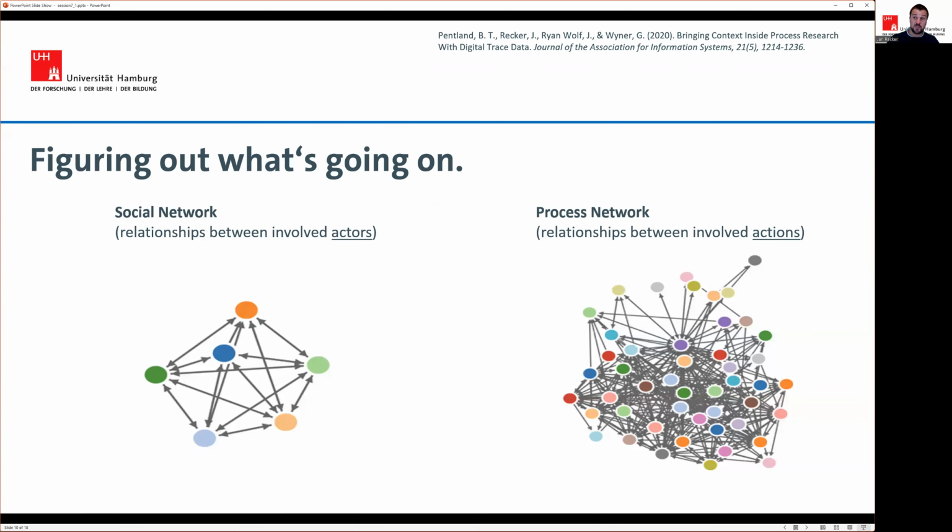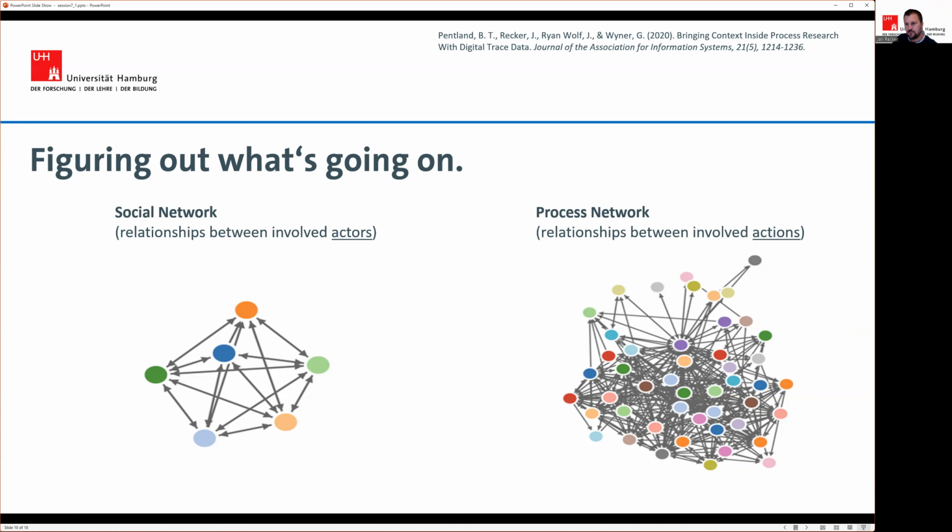Yeah, the receptionist is basically the key figure that orchestrates everything that's going on. So that's one thing you could figure out by looking at the digital trace data. Of course, what you could also see in this event time graph is not only the actors, like who talks to whom and who hands over work to whom, but what the actions are. That is what we call a process model, or in this case, a process network. So what are the relationships between the involved actions?